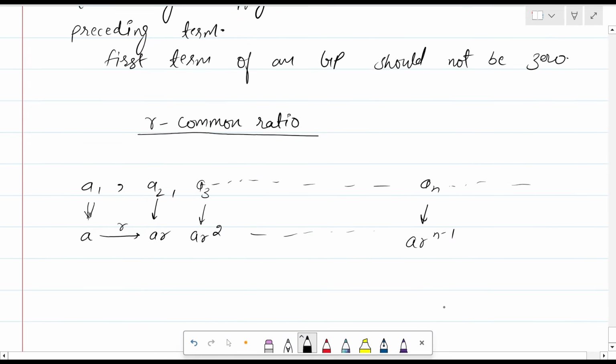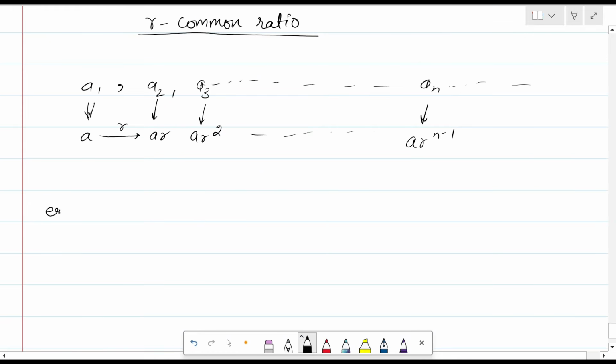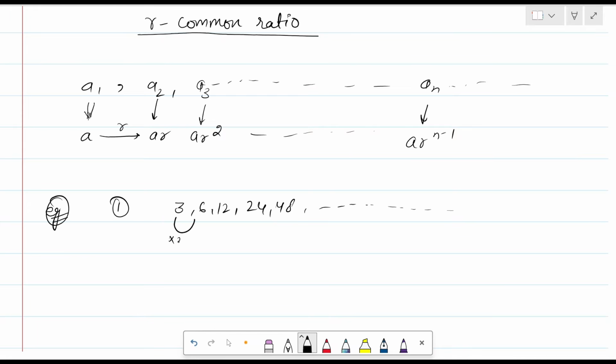Okay, so writing here is some example of GP. First, I'm writing 3, 6, 12, 24, 48. Is it GP or not? So clearly we can check. 3 cross 2 is 6, 6 cross 2 is 12, 12 cross 2 is 24, 24 into 2 is 48. So the common ratio is same. So this is a GP.